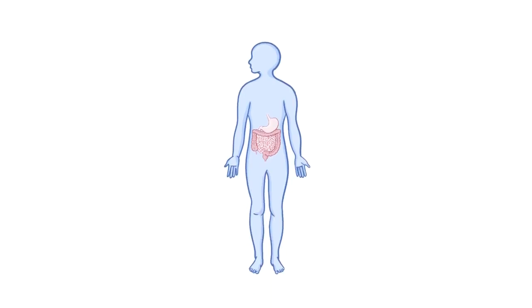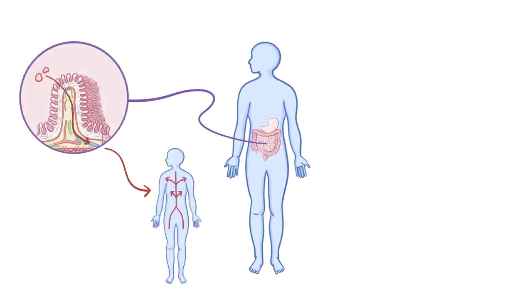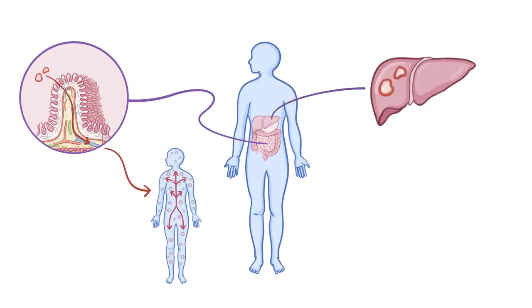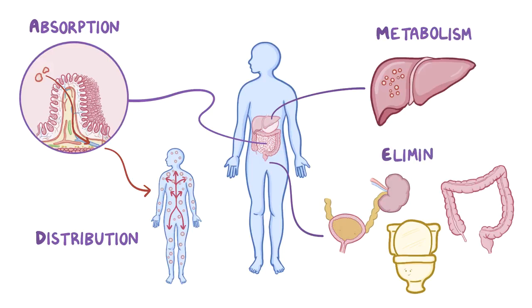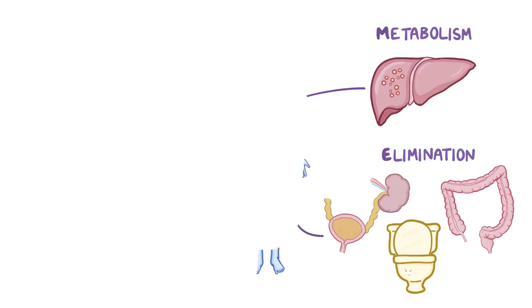Alright, so once the medication is administered, it first has to be absorbed into the circulation, then distributed to various tissues throughout the body, metabolized or broken down, and finally eliminated or excreted in the urine or feces. You can remember this as ADME: absorption, distribution, metabolism, and elimination. Why don't we start with absorption?